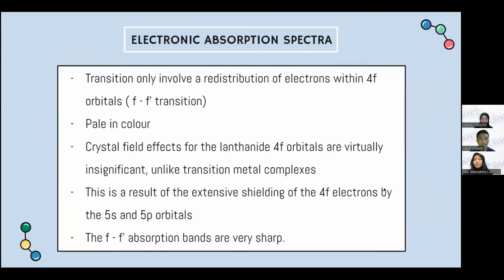Transitions only involve a redistribution of electrons within the 4f orbital, or f-f transition. It is pale in color. Crystal field effects for the lanthanide 4f orbitals are virtually insignificant, unlike transition metal complexes. This is a result of the extensive shielding of the 4f electrons by the 5s and 5p orbitals. The f-f absorption bands are very sharp.